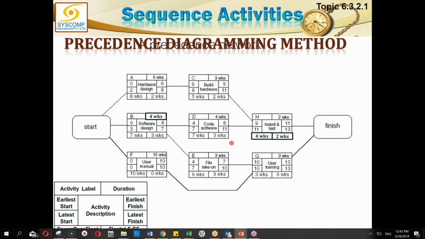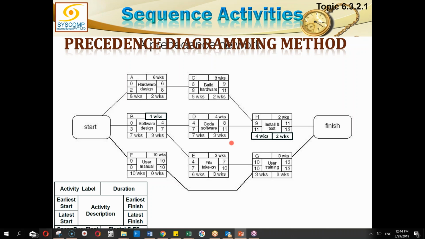Are you there? Yes, I get the point. Sorry, I was mute. I was speaking while on mute. But I get the concept. Only the point you made about, when we are going forward, we are adding the weeks in terms of the earliest start and finish and latest start and finish. But when you said when you go backward, that part was a bit unclear for me.